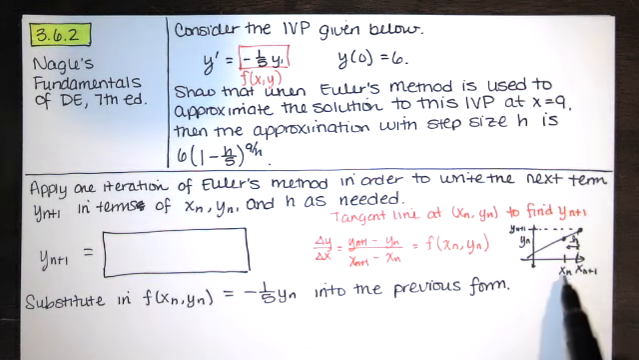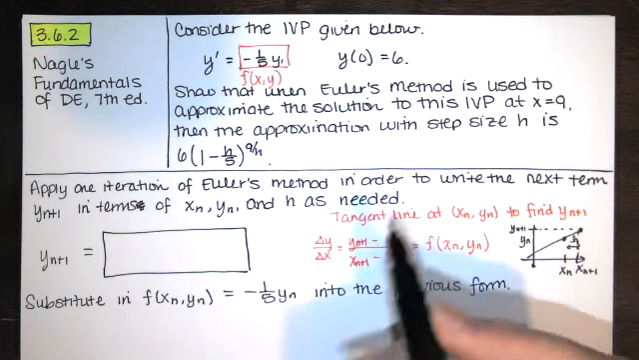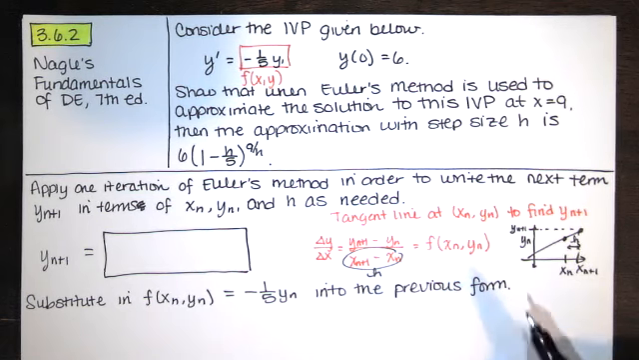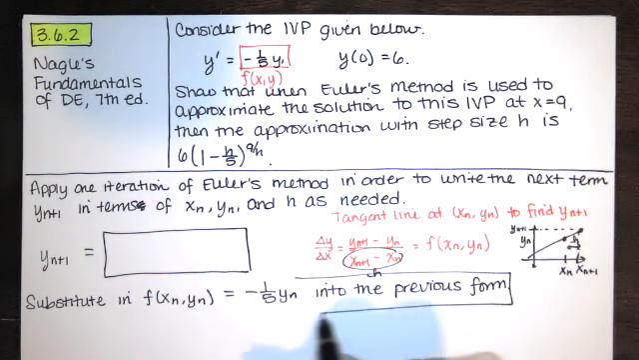So this x sub n plus 1 minus x sub n is going to be given by h. And sorry, I didn't quite leave myself enough room for all this.